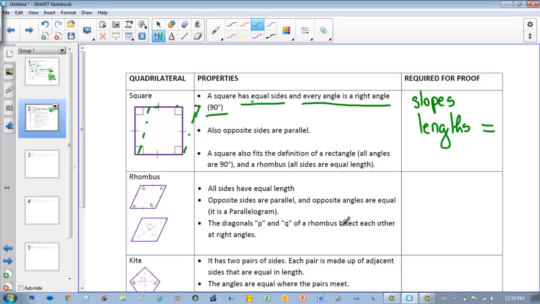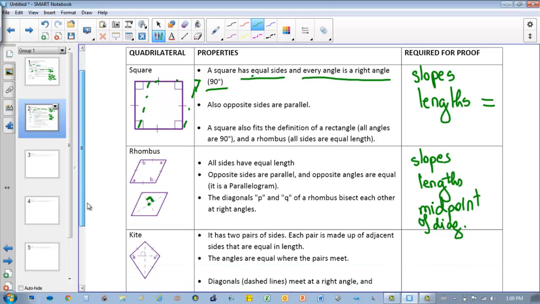So one very important property of a rhombus is that the diagonals of a rhombus bisect each other at right angles. So if we can prove that the diagonals are perpendicular to each other and they bisect each other, which means they have the same midpoint, we can prove it's a parallelogram. So again, we're dealing with slopes, lengths of lines, and potentially midpoint of diagonals, depending on how much information a certain word problem provides us with.